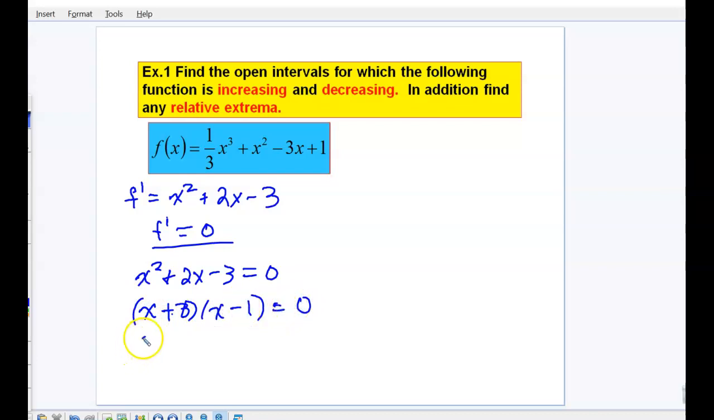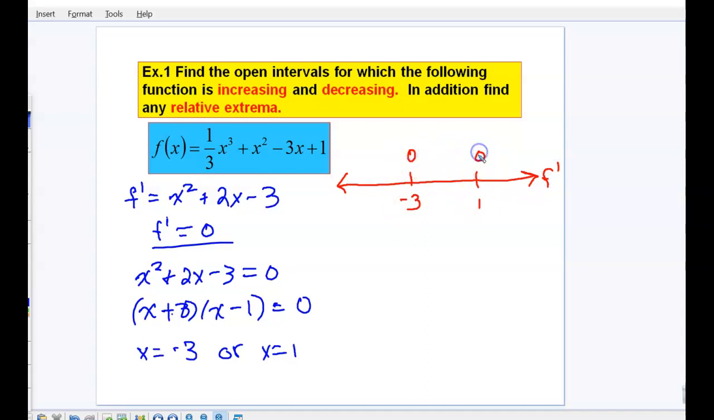So that means we get two critical numbers. Because if I'm multiplying two things and getting 0, either the first term is 0, so x is going to be negative 3, or x is going to be positive 1. So now we're going to do the first derivative number line test. So this is going to be f prime, and you're going to put your critical numbers on the number line and put a 0 above, because those values make the derivative 0.